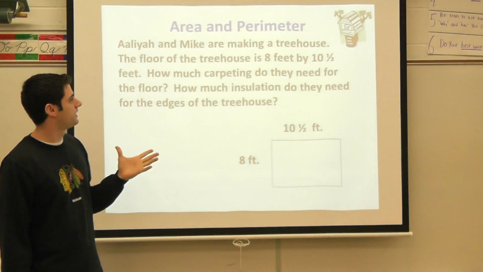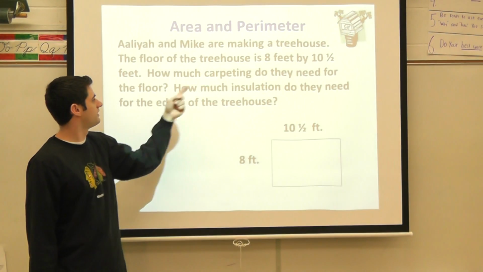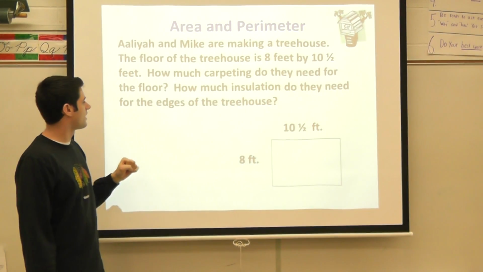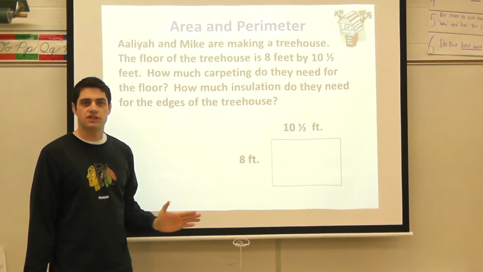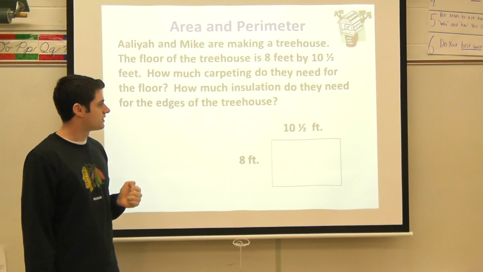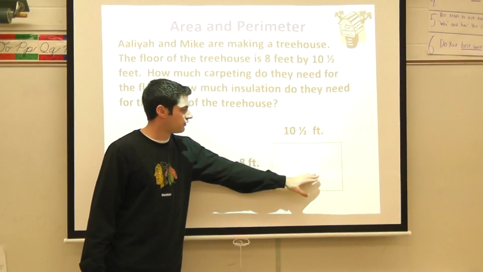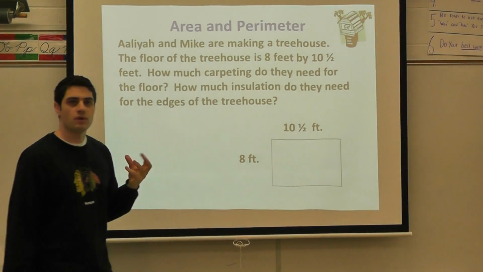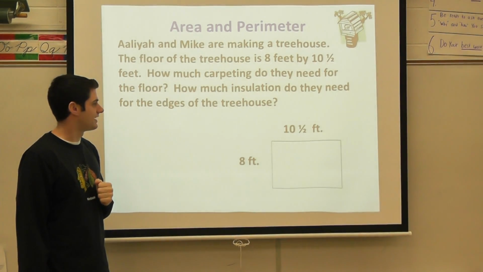What do they want us to figure out? They want to know how much carpeting they need for the floor. That's the first thing. And they want to know how much insulation they need for the edges of the treehouse. Again, maybe to keep out those bugs. Nobody wants bugs inside their treehouse. So we're trying to find out how much carpeting to cover the floor, and then how much insulation we need for the edges to keep our heat inside, maybe some of those bugs on the outside.